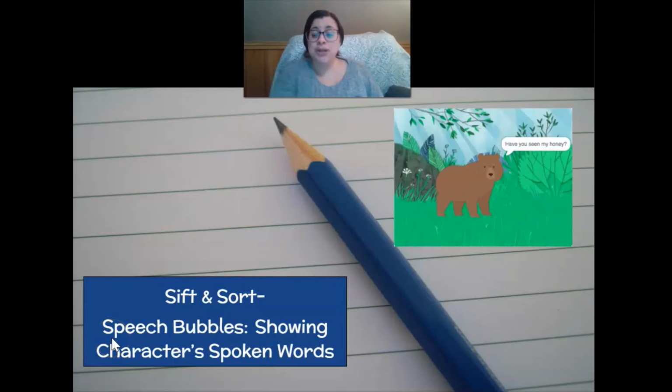So today we're going to be doing some sifting and sorting by using speech bubbles to show our characters' spoken words. In my little picture here, you see a bear, and he's saying, "Have you seen my honey?" And this white object is called a speech bubble, and we'll talk more about what a speech bubble is in a little bit.